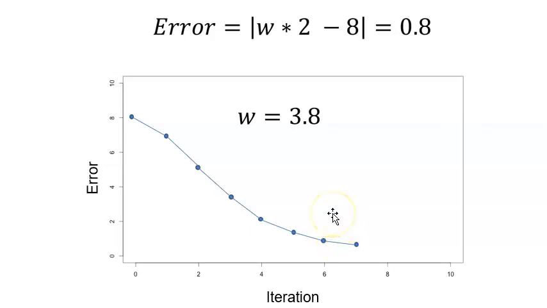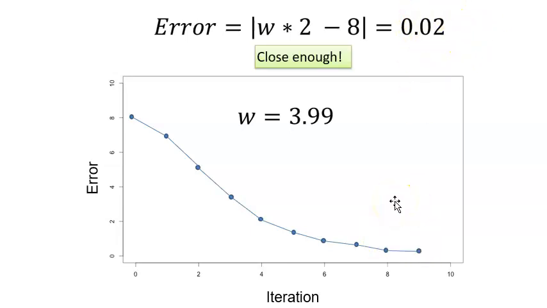Keep in mind that 0 is the ideal value. We need it to be very close to 0. Keep trying. 3.9 is getting smaller, but still not too close to 0. 0.2. Try it one more time. 3.99. Wow, error term equals 0.02. Two digits behind the decimal point. Close enough. Let's stop here.